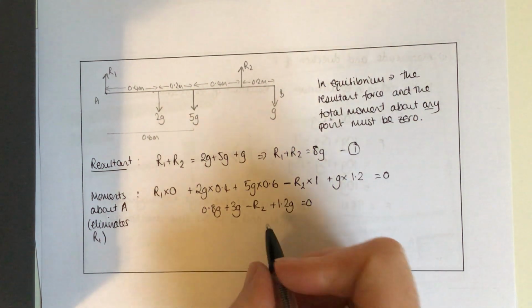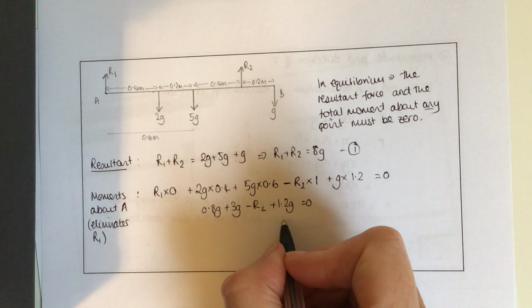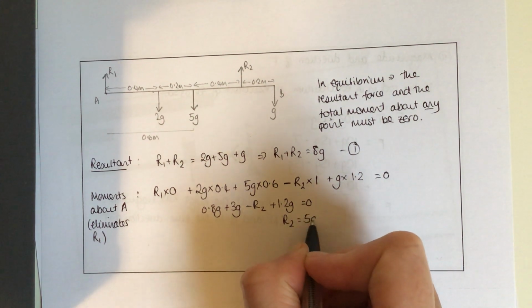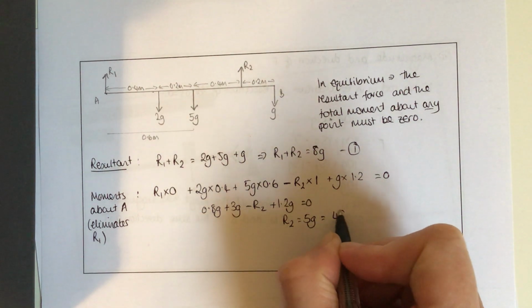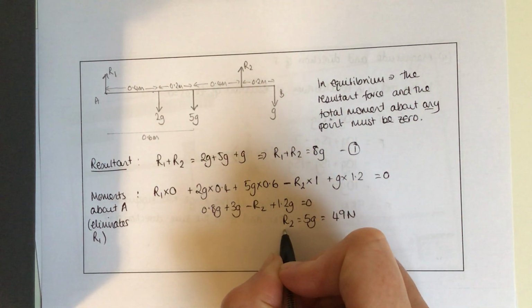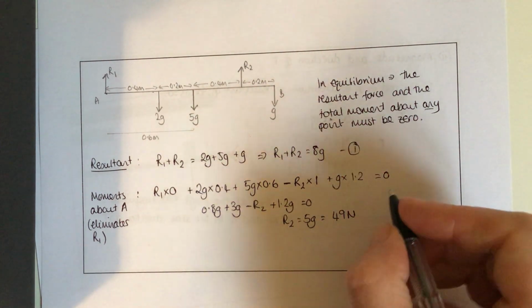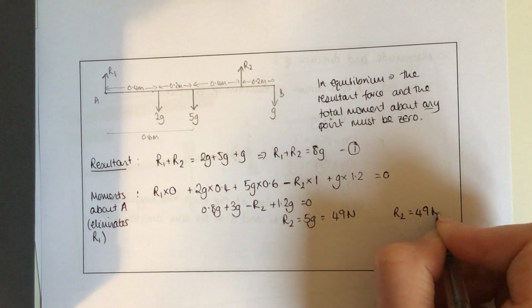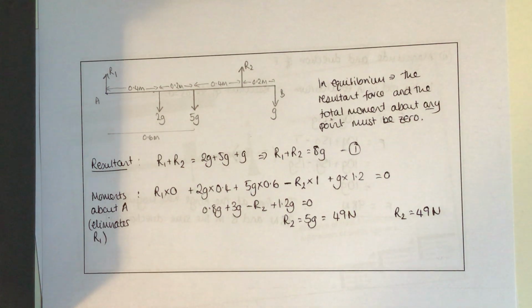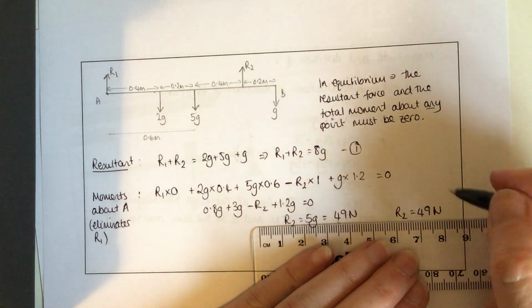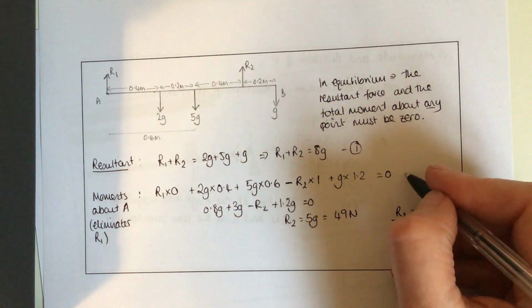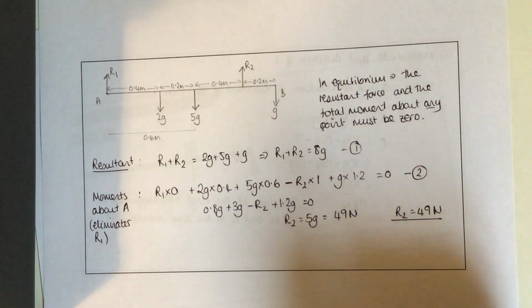I'm just going to whiz through this. You can have a little go at simplifying if you want to pause this, that's fine. But R2 would be equal to 5g, which is 49 newtons. So I found one of these. So I can say here that R2 is 49 newtons. Now I didn't use a ruler to underline my answer before, but I'm going to do it now because it makes it a little bit neater. You know how I like that. What I forgot to do there is say that was our equation 2.